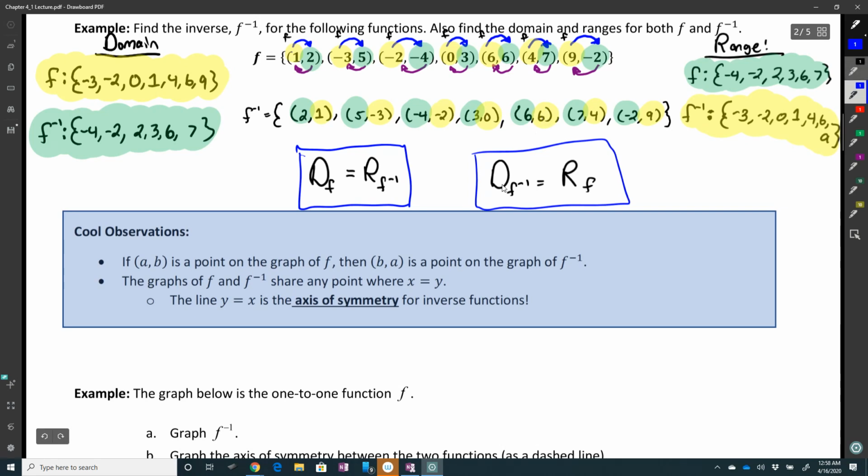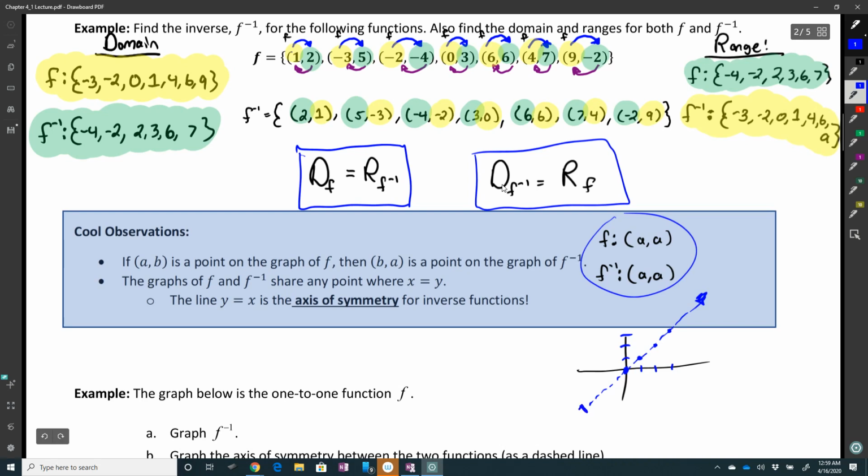And that's the same for any point. So it turns out that if I have (a, a) for my f, the inverse will also be (a, a). Well, it turns out that that's a line that I can draw. 0, 0, 1, 1, 2, 2, 3, 3, and so on. And if you connect all those dots, basically all points where the x and y values are the same, we get a line which for inverses is going to be our axis of symmetry.